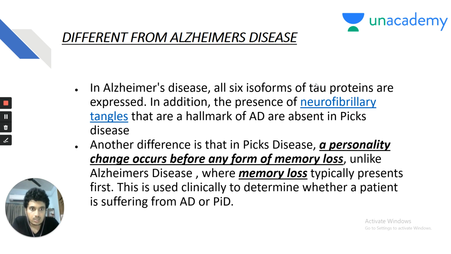Another difference is that in Pick's disease, a personality change occurs before any form of memory loss. So the person becomes irritable and emotional disturbances are seen. There is as such no memory loss. You will be stunned by seeing the MRI that is frontotemporal atrophy without any memory loss. Unlike in Alzheimer's disease, where memory loss typically presents first, this is used clinically to differentiate whether a patient is suffering from frontotemporal dementia or Alzheimer's disease. Again, my dear friends, in both the diseases there is tau protein accumulation, but neurofibrillary tangles is characteristically seen in Alzheimer's disease.